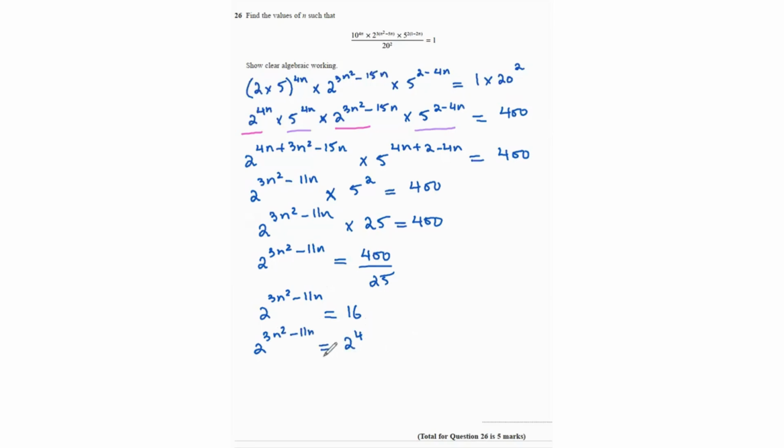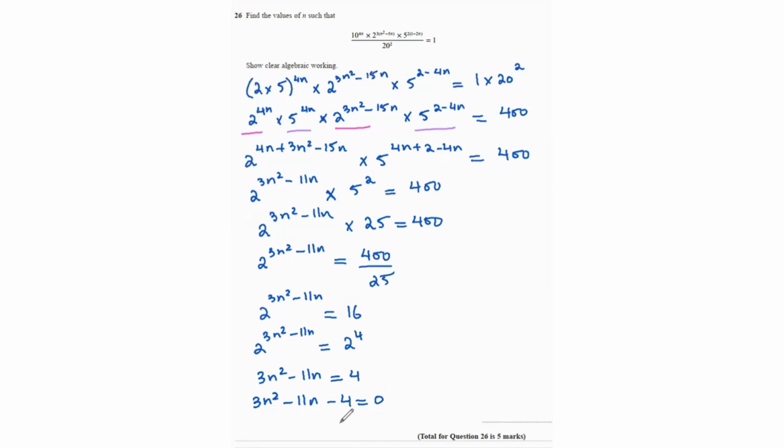And whenever we have the same base existing alone on both sides of the equal sign, we can cancel out the bases and put the powers equal to each other, which means 3n squared minus 11n equals 4. Bring the 4 to the other side, and now you have a quadratic equation. We will solve this quadratic equation to figure out the value of n.